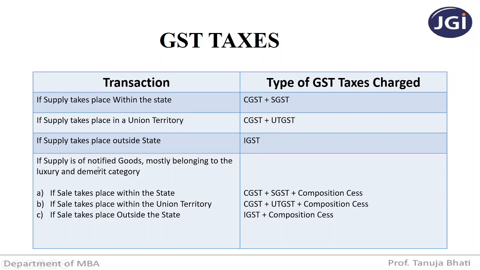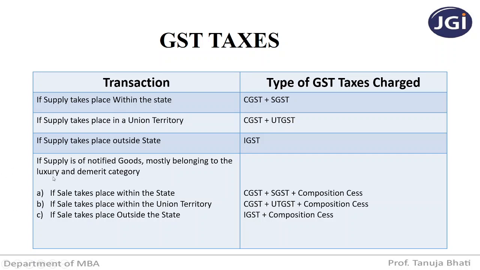Next, if supply is of notified goods, see what do you mean by notified goods? Notified goods are those goods which will be notified by the government. Mostly these goods belong to the luxury and demerit category. Now why I have covered this? Because government on certain notified goods, that is only those goods which will be specified by the government, has to be charged compensation cess. On all the goods, compensation cess is not there. Only on those goods which are specified by the government, only on those goods compensation cess shall be levied. So on certain luxury and demerit products, government has levied compensation cess.